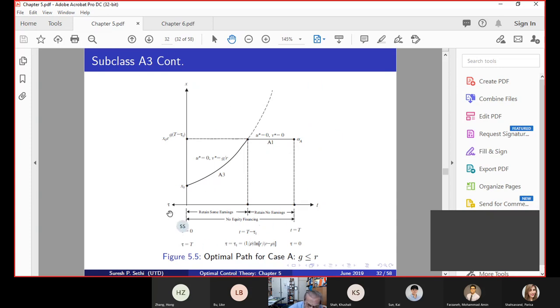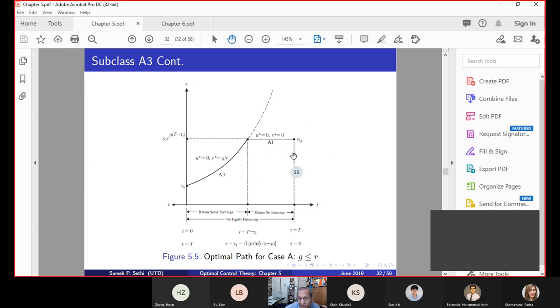What does that mean in forward time? In forward time, you begin with X0. And then you pay a part of your earning as dividend. You let the company grow up to time T minus tau 1. And at that point, you switch and keep no retained earnings, which means full dividend. That means no external equity and pay everything as dividend. If you pay everything as a dividend, then the company is not going to grow. So the company is going to stay exactly at alpha A, and then we are done. There's no salvage value, and so the company is liquidated. It has no liquidation value, and we are done.